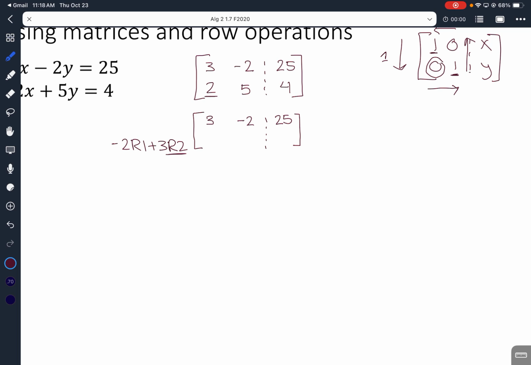Okay, I'm not changing row 1. I'm using row 1 to change row 2. You notice, where did I write it next to? Row 2? Yeah. You see that? So my result is going to go there.